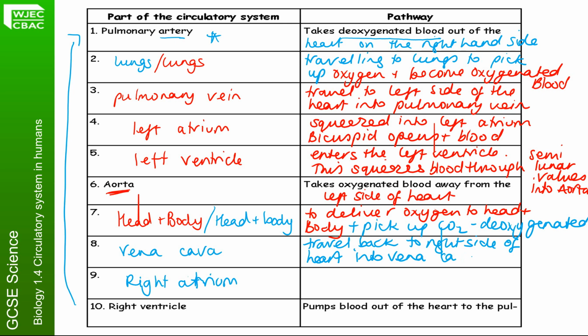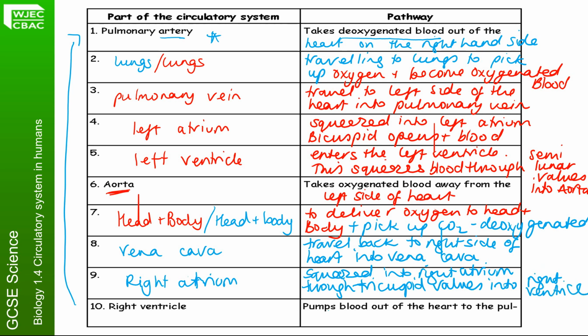When it gets into the vena cava, it's going to get squeezed, double E, into the right atrium, through the tricuspid valves, into the right ventricle. And it's at this point that the right ventricle will squeeze and pump blood out of the heart to the pulmonary artery. And we go all the way back to the beginning again.